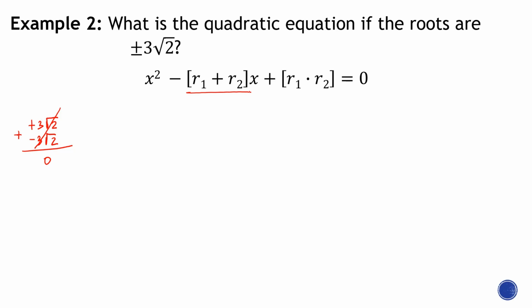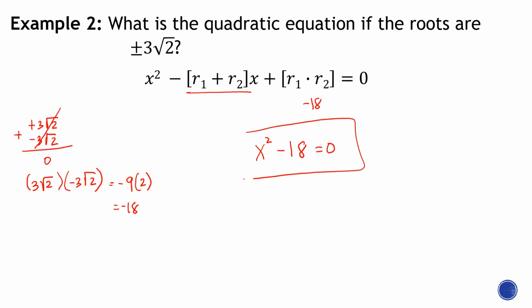Let's do the product. So that's 3 square root of 2 times negative 3 square root of 2. And this is equal to negative 9 times square root of 2 times square root of 2, which is positive 2. And that gives us negative 18. So this is negative 18. Therefore, the answer is x squared minus 18 equals 0.